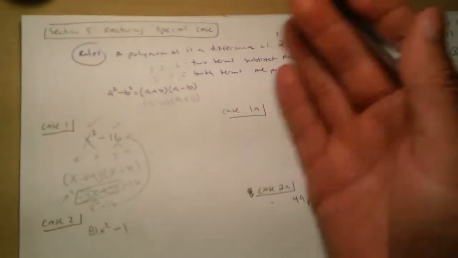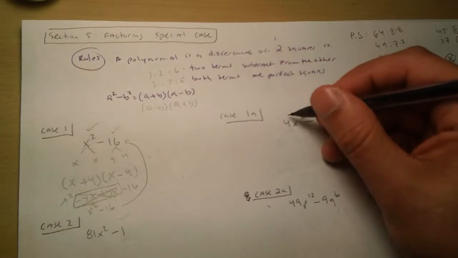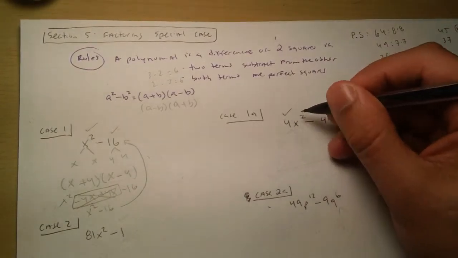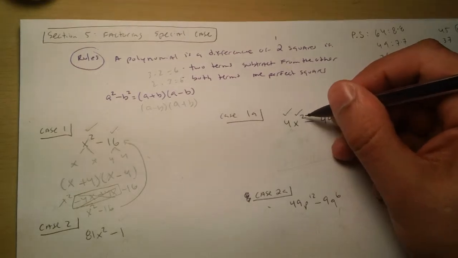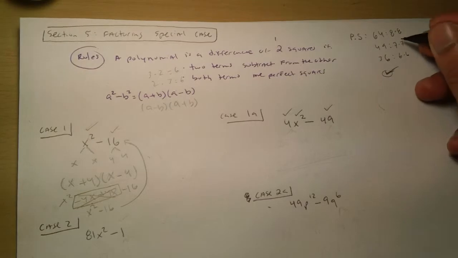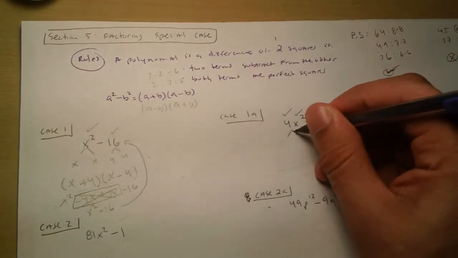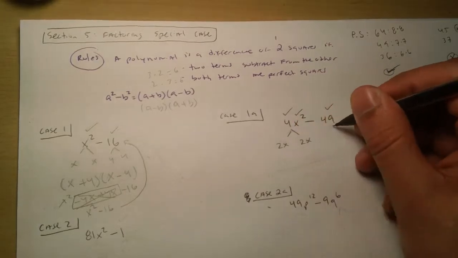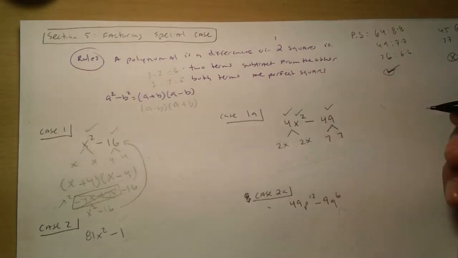Now, in our next problem, we have a coefficient to deal with. Is 4x to the fourth a perfect square? Yes. Is x squared a perfect square? Yes, we have an even exponent. Is 49 a perfect square? Yes, we just did it up here. So let's break this down. We have 2 and 2, x and x, and right here we have 7 and 7.